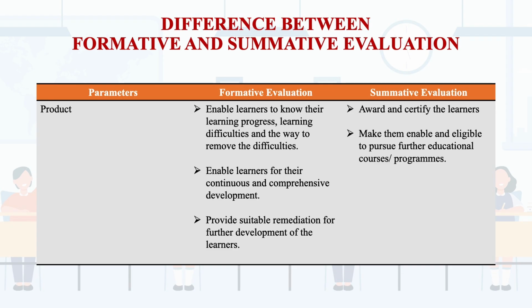But so far as the product parameter is concerned, in summative evaluation only awards and grades are assigned, and certification of the learners is done, which makes the learners eligible to pursue further educational courses and programs. That means after completion of a course and program, on the basis of their performance, certification, award and grade, they can take entry in any other higher program, any other higher course.